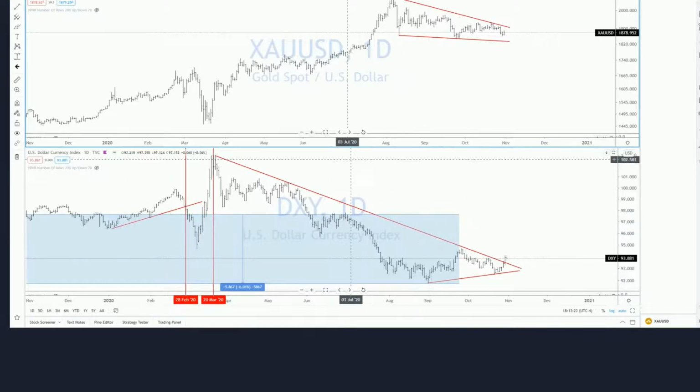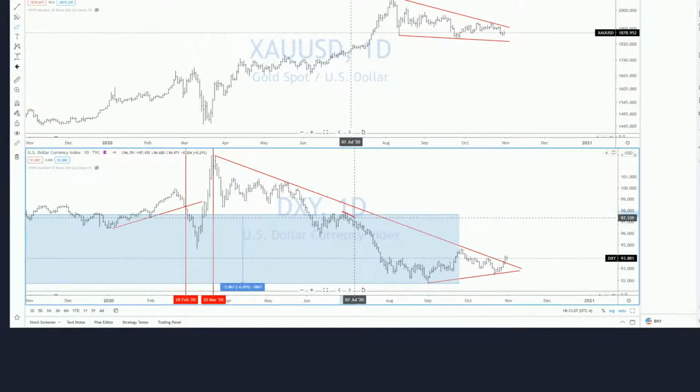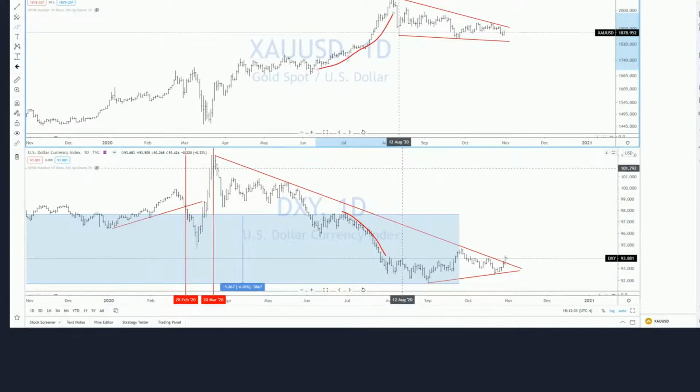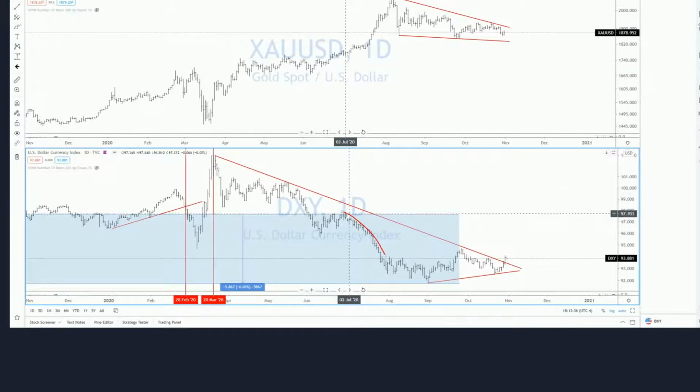Now, clearly, you can see here in June how the dollar was falling and the gold was rising. Why? Because deficits were so extreme at that time that, of course, gold is going to go up and the dollar is going to go down, right? That's monetary inflation.